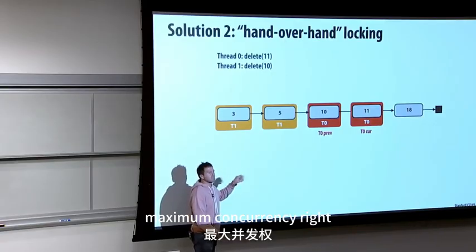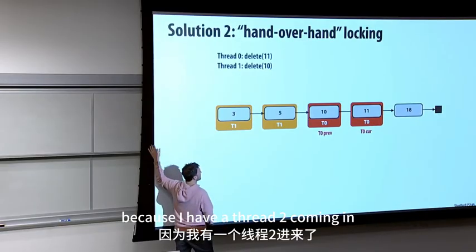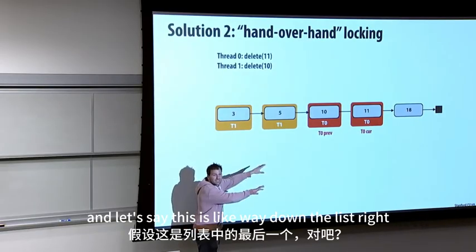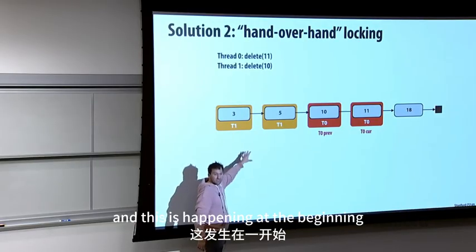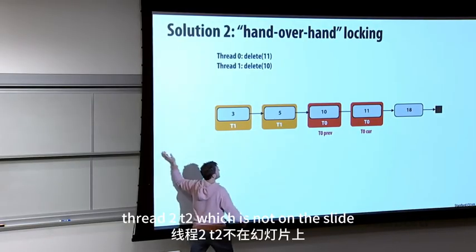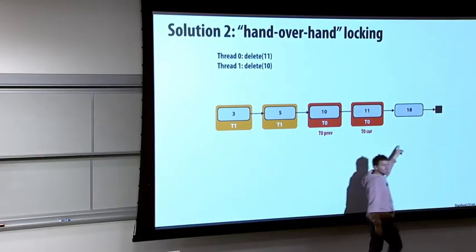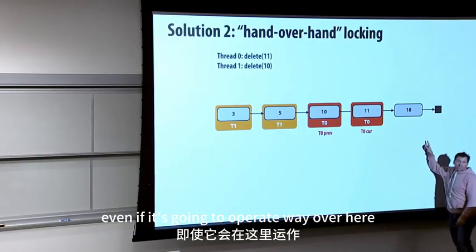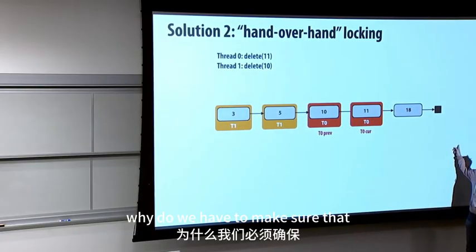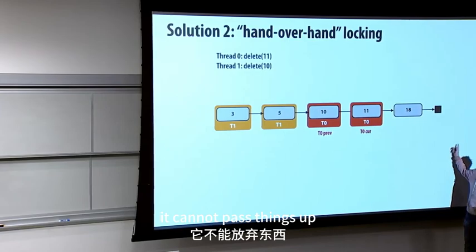maximum concurrency, right? Because I have a thread 2 coming in, and let's say it's a really long list, and this is happening at the beginning. Thread 2, T2, which is not on the slide, is not going to be able to get past these and get ahead, even if it's going to operate way over here on the list. And why do we have to make sure that it cannot pass things up?